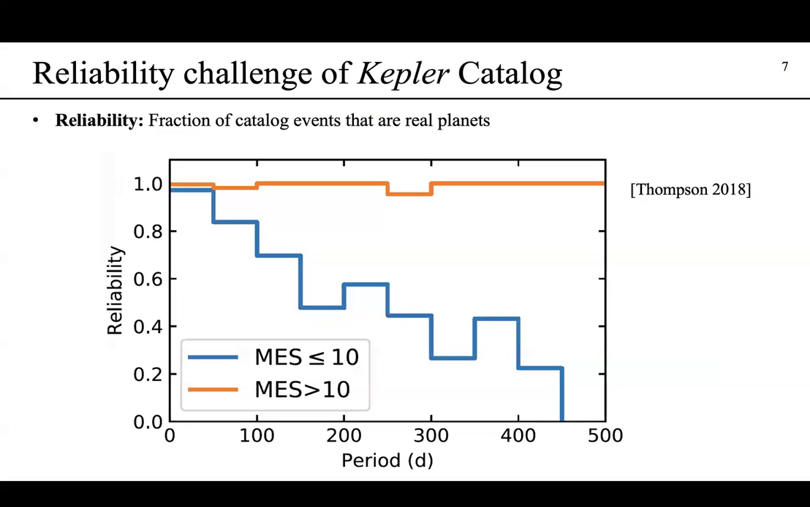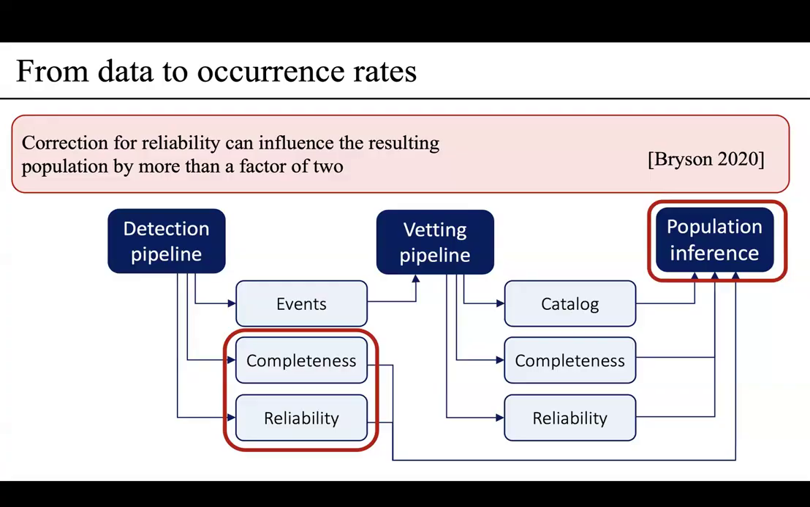Can I ask a question? Sure. I know it's just a flow chart, but it seemed like you had 2 different ways of getting to the population inference, like bypassing the vetting pipeline or not. Oh, no, this just shows that for population inference, you need both this and this. So you need to take into account all of them. I mean, is that saying there's sort of 2 different completeness and reliability?